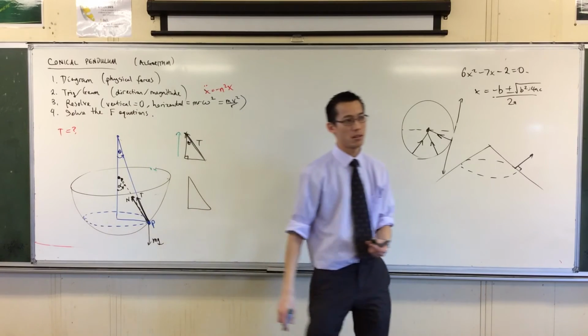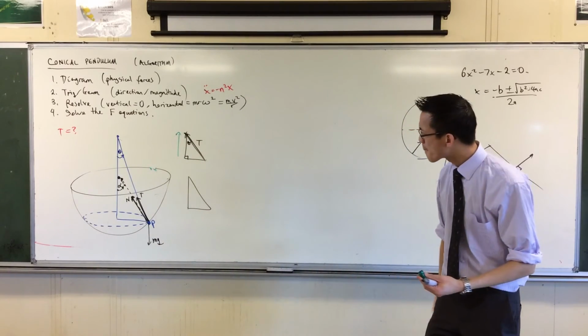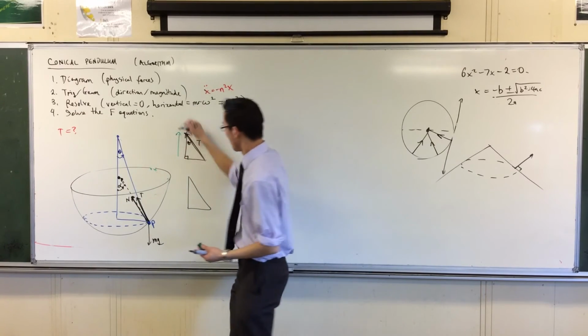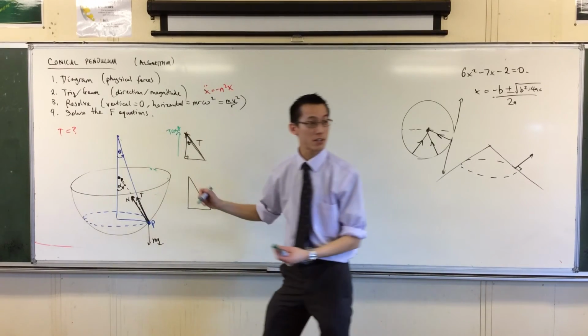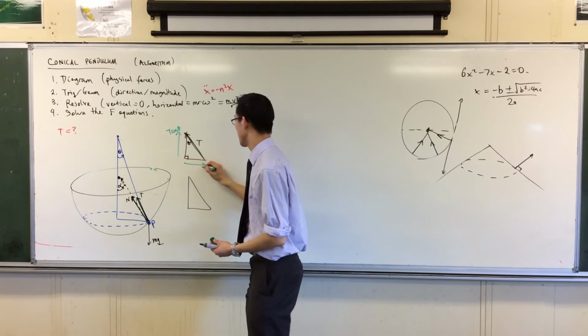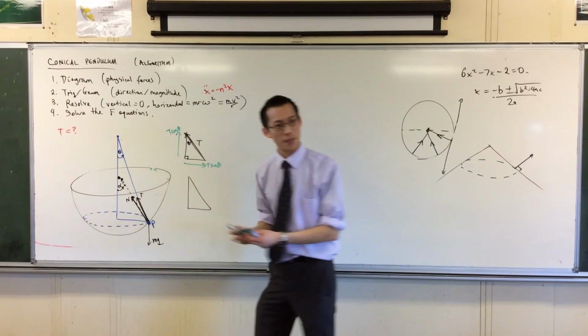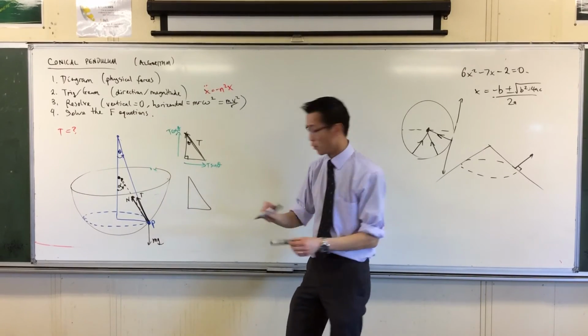What's the upward force? What's the vertical part? It's going to be T cos theta, right? Because this is adjacent to the angle I'm after. So T cos theta in that direction. And then horizontally, T sine theta, because it's opposite. So far, so good. Now let's worry about the normal force, okay?